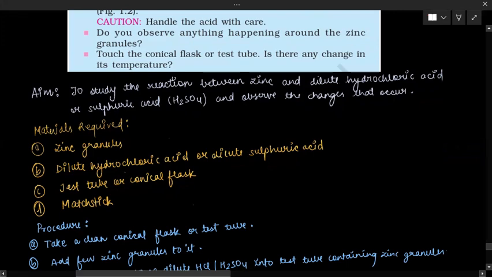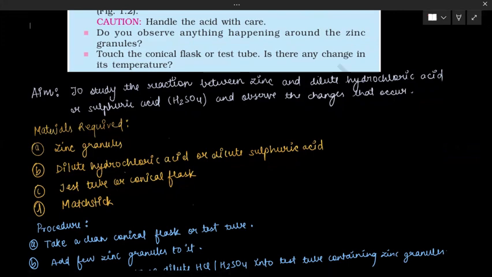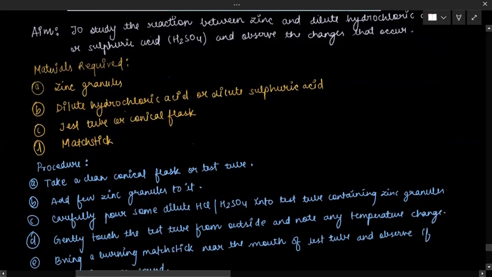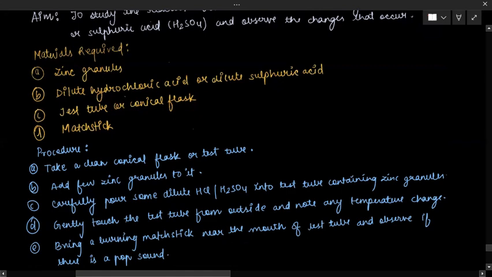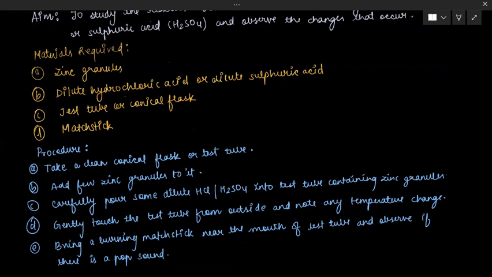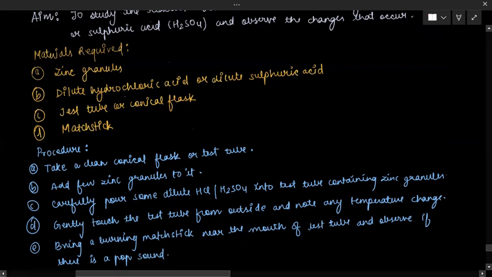Sulfuric acid, test tube, and matchstick. So how we are supposed to proceed with this activity is we are supposed to take a conical flask. Then there are the zinc granules that will be given to you. You are supposed to add those zinc granules to the conical flask. After adding zinc granules, you are supposed to mix some dilute HCl or H2SO4 solution into the test tube containing the zinc granules.